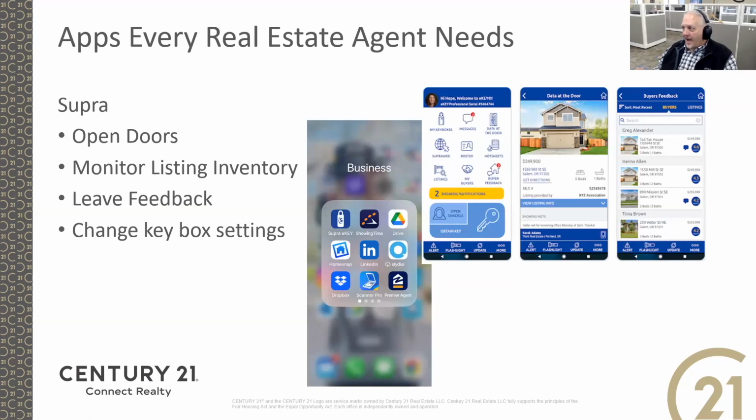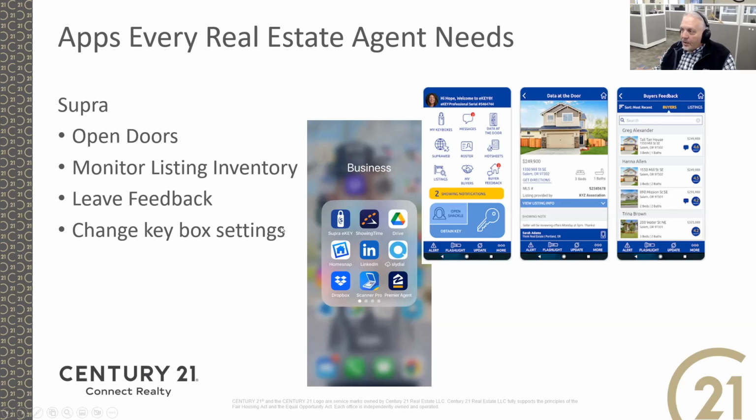Of course, you've got to have Supra to be able to open those doors. It's an obvious thing, but in addition to opening the doors, you can monitor your listing inventory. If you have a listing, you can put the box that is on the house into your phone inventory, and you can get notifications every time somebody opens your listing. You can also leave feedback on Supra. I'm not a fan of doing that.